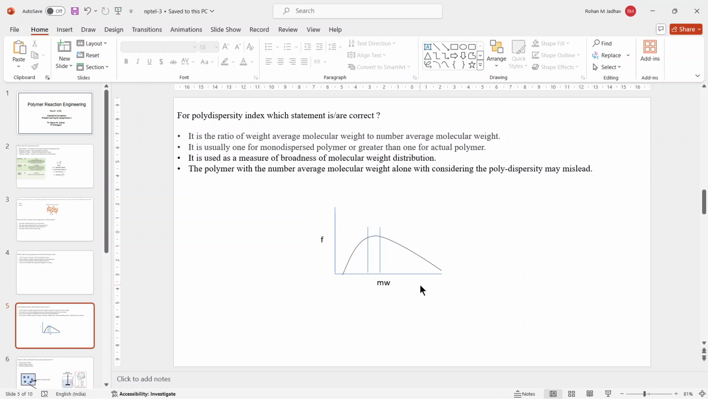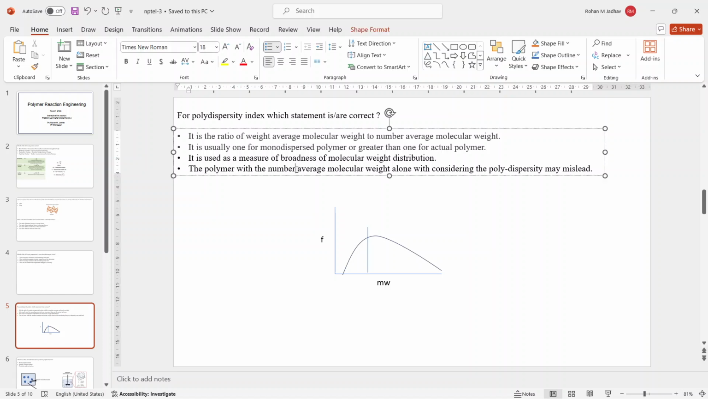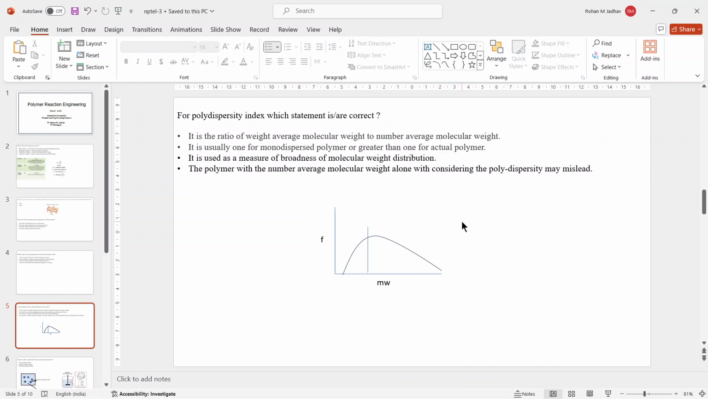Fourth one is a polymer with the number average molecular weight alone without considering polydispersity may mislead. So if you only consider the number average molecular weight alone without considering the polydispersity index, it may mislead. Why? Because first of all, you are not considering the other half of the polydispersity index, so you only have that number average molecular weight. So if you were to make your calculations based on just that, that might cause you trouble.